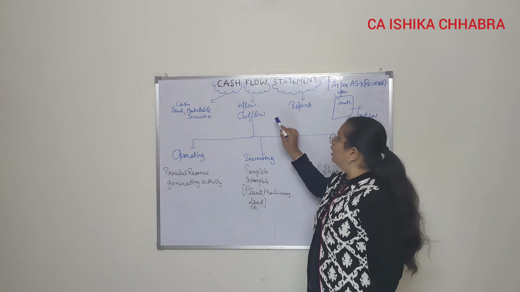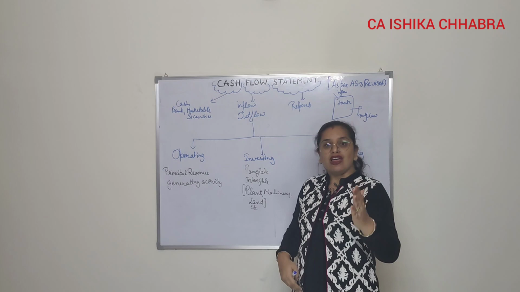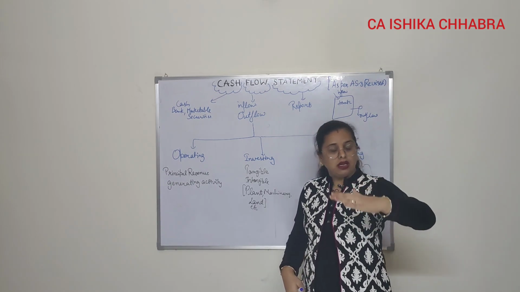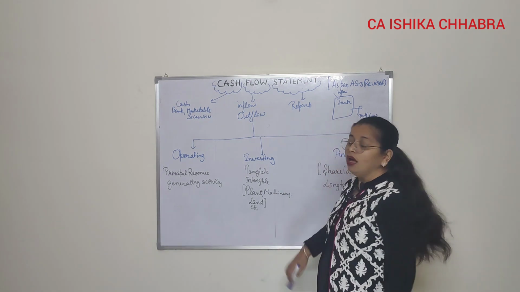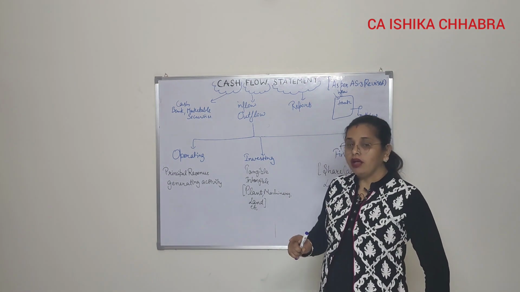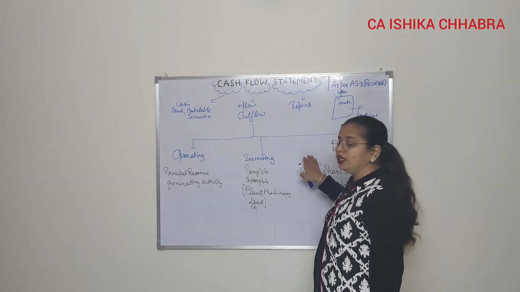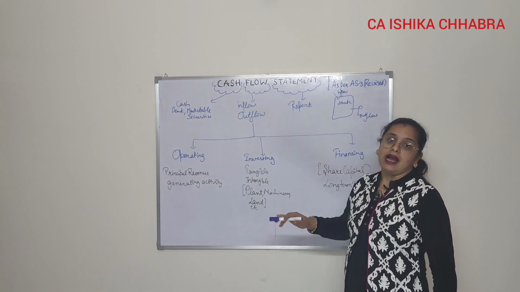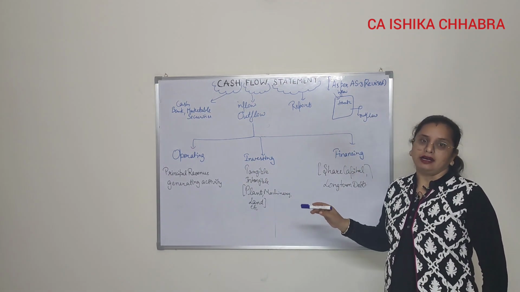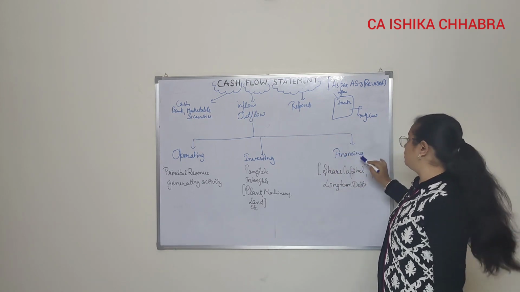First of all the chart, and as per our AS, the cash flow statement is prepared in 3 parts: operating activities, investing activities and financing activities. Okay, first is operating activity, second is investing, and third is financing. If we want to understand what all these 3 activities are, first we'll start with the financing one.